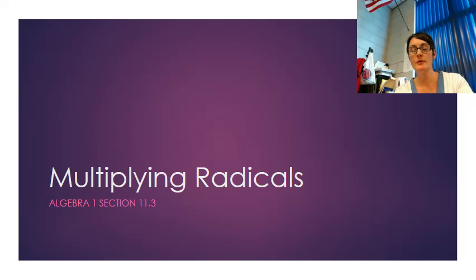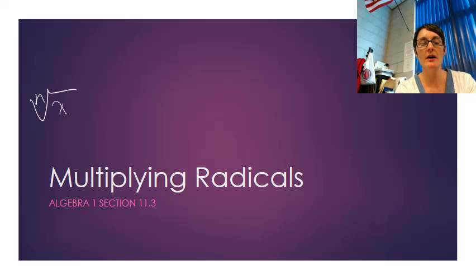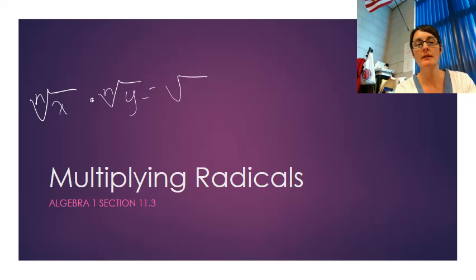We've already been dealing with radicals, and today we're going to look at multiplying radicals. We're going to use the basic format of the nth root of x times the nth root of y equals the nth root of xy. So what you're doing is multiplying, putting it under the radical, and simplifying as necessary. Let's look at this example.